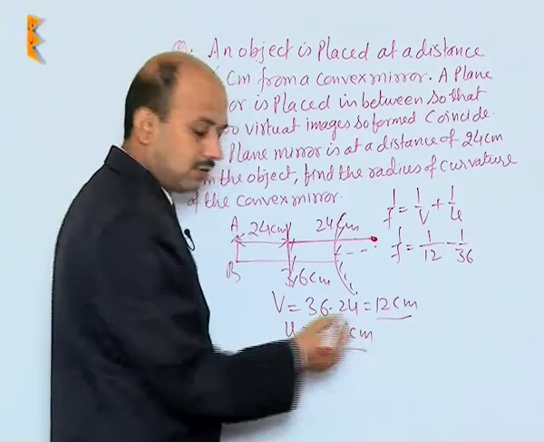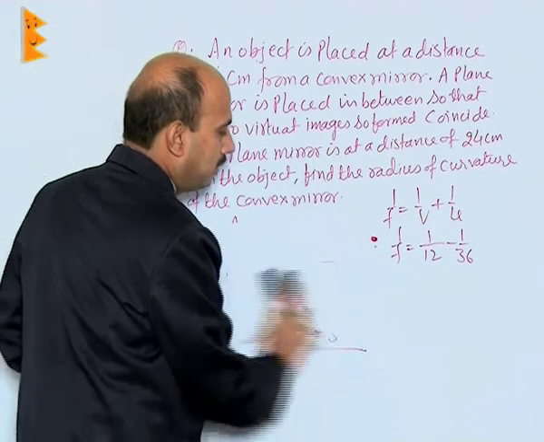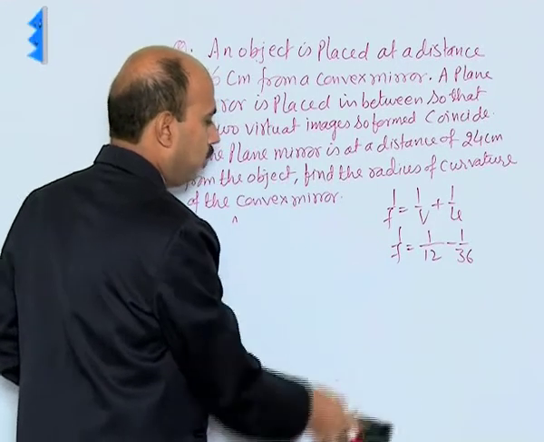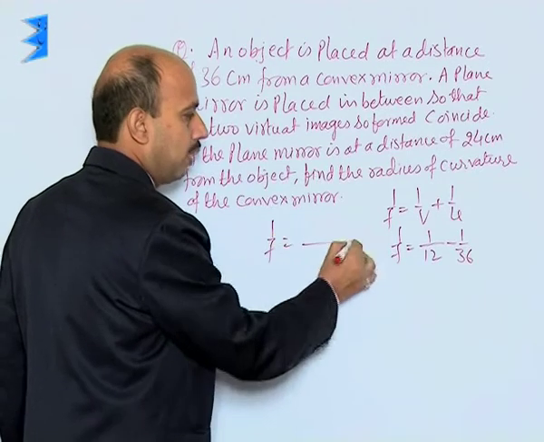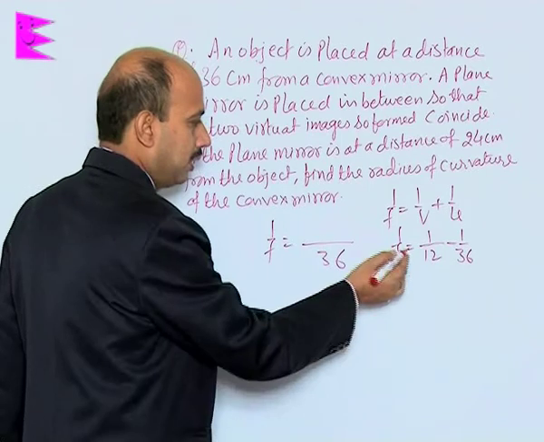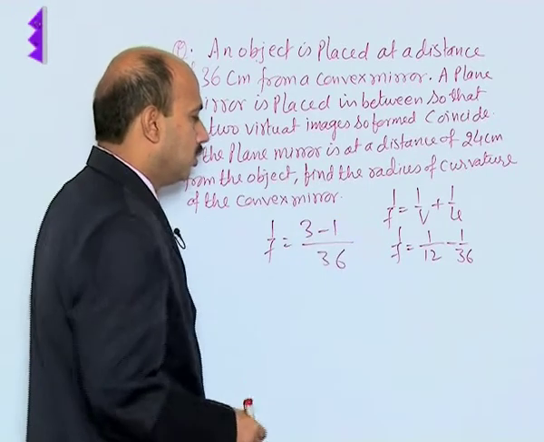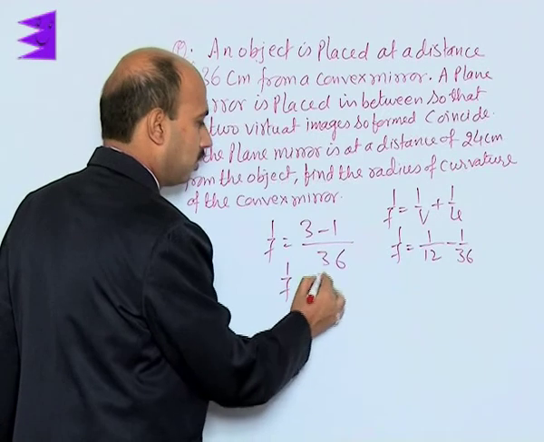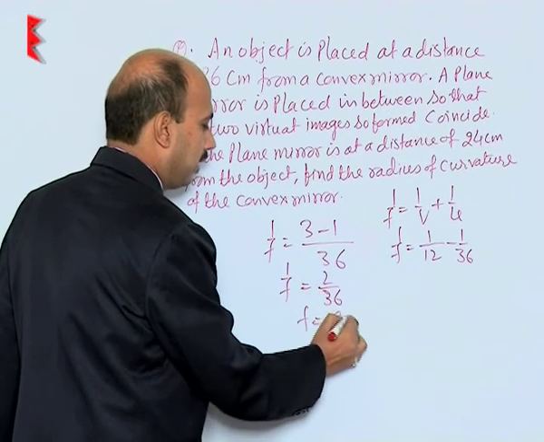I have used the sign convention here. Now we can solve. When we solve this equation, we get 1 upon f is equal to, LCM is 36, so we can write 3 minus 1. So 1 upon f is equal to 2 upon 36. So f is equal to 18 centimeter.